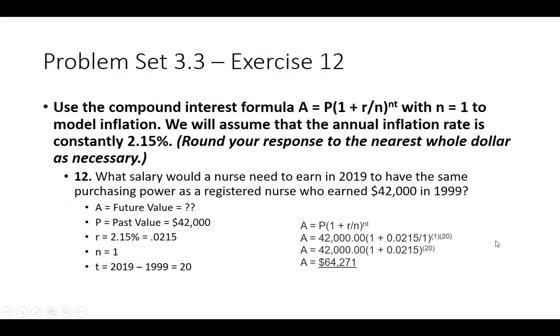Number 12 is another inflation problem with the same directions. In 12, we're asked what salary would a nurse need to earn in 2019 to have the same purchasing power as a registered nurse who earned $42,000 in 1999. So A, the future value, the most forward of the values, would be the 2019 value. And that is what we're looking for.